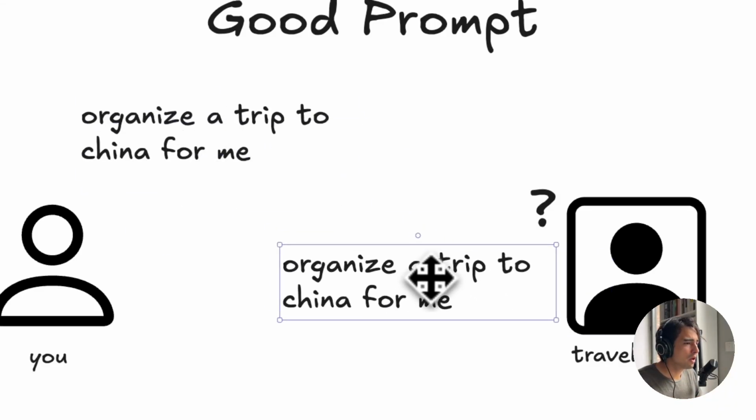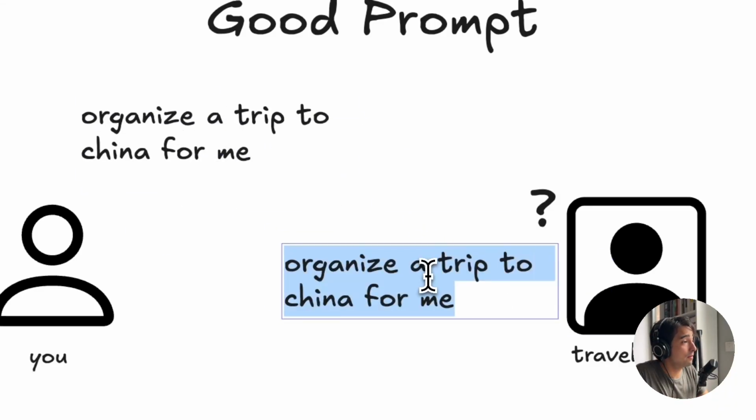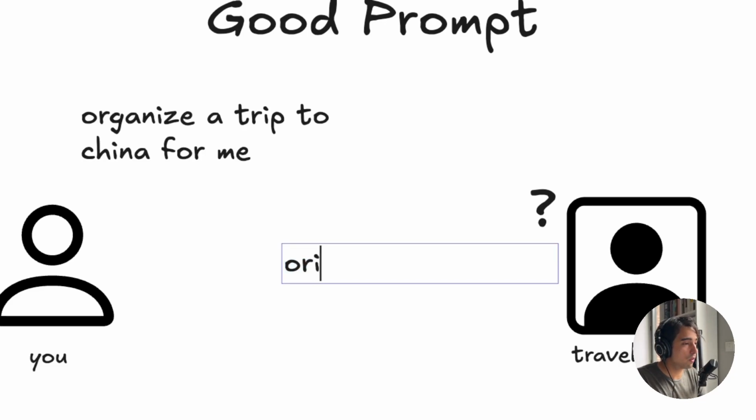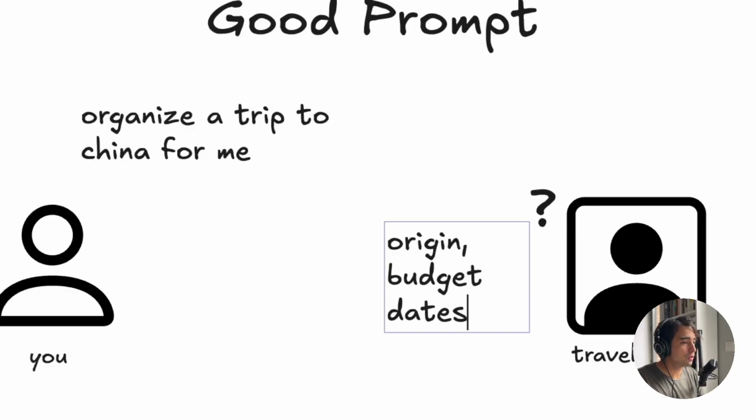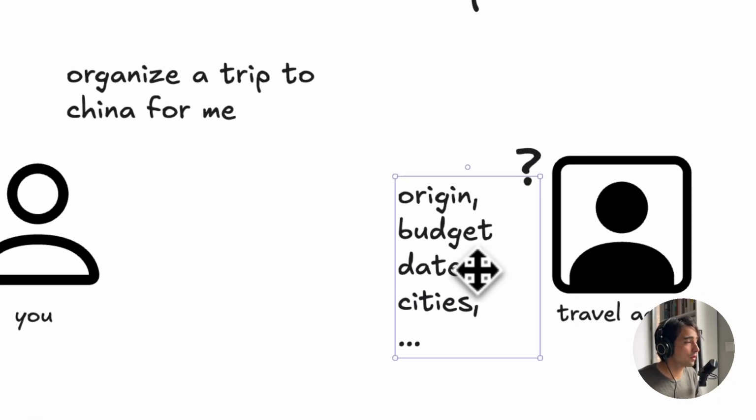Now, a human will most likely come right here and be like, okay, yeah, sure, let's organize a trip to China for you. So where is your origin? Where are you going to leave from? So you're going to leave from San Francisco, maybe. What is your budget? When do you want to go and when do you want to come back? What cities would you like to visit, etc. So these are all of the questions that the travel agent is going to ask back at you, okay?